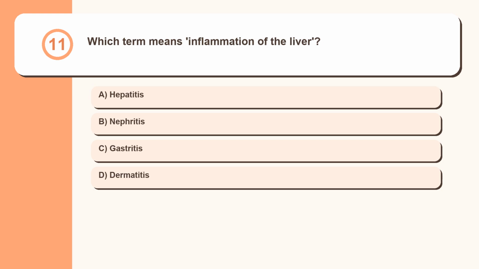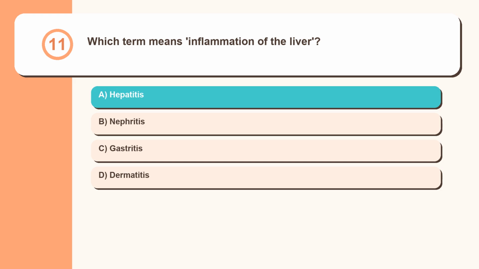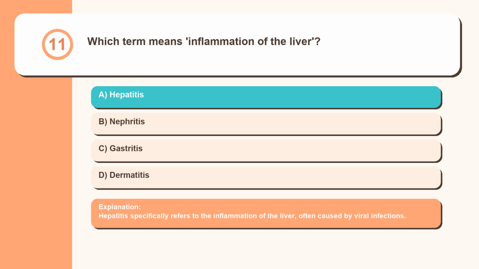Question 11. Which term means inflammation of the liver? Hepatitis, nephritis, gastritis, dermatitis. Hepatitis specifically refers to the inflammation of the liver, often caused by viral infections.